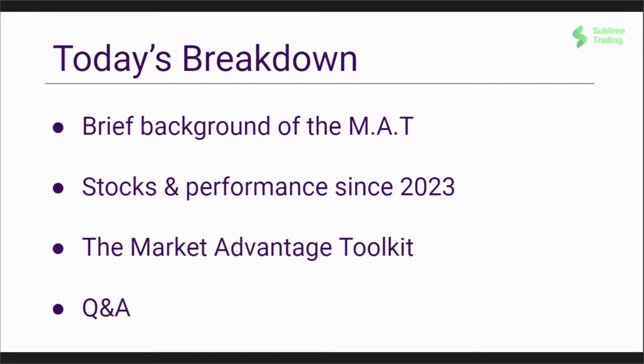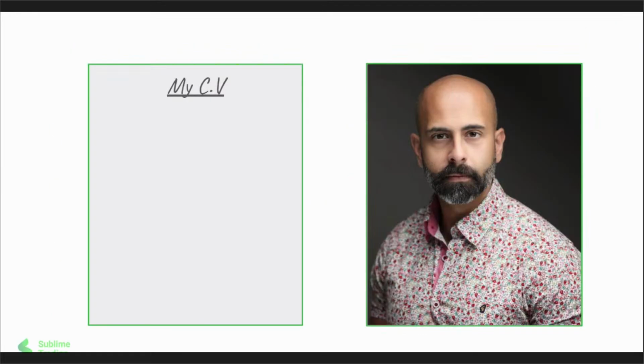We had a 28% decline, and then we've had a massive bull run since October, November, December, January of 2023. So we'll look at those stocks and how they've performed and how we found those stocks using the Market Advantage Toolkit, and then we'll end up with a Q&A. All right, so let's dive straight in.